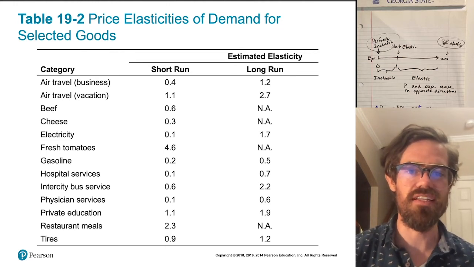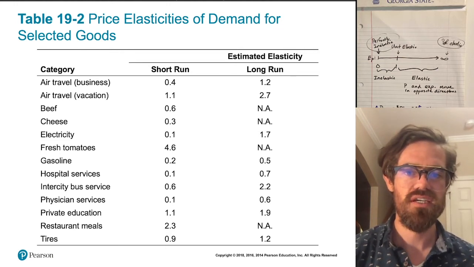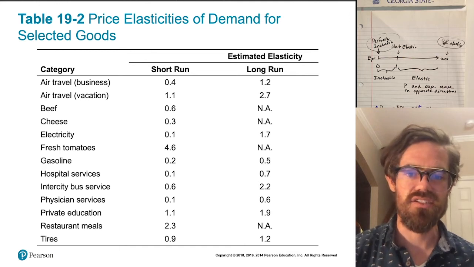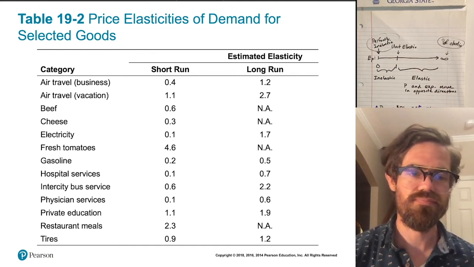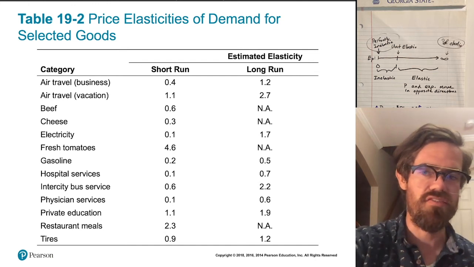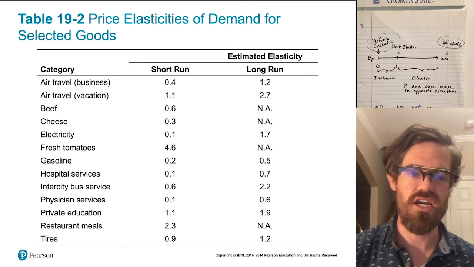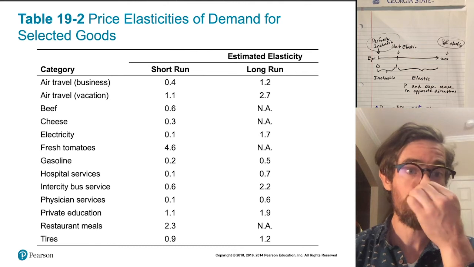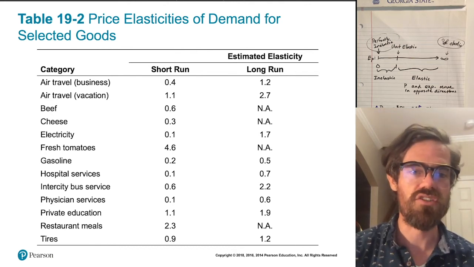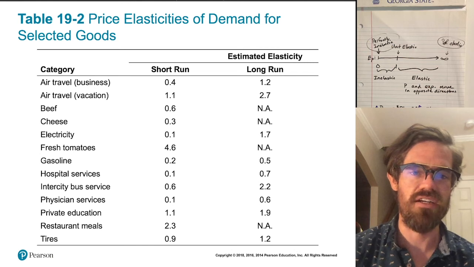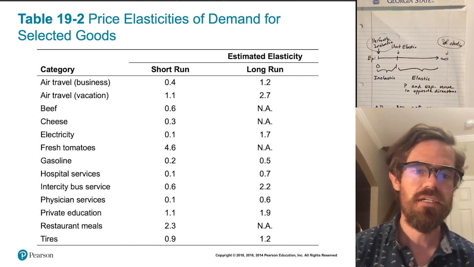So here's some different elasticities for different industries, looking at the short run versus the long run. As you will note, where they are available, the long run elasticities are larger than the short run elasticities. And then also think about these different categories in terms of what we already talked about with substitutes and shares of the budget, right? So air travel is a pretty large fraction of the budget for most people compared to things like beef and cheese. So it makes sense that air travel has a higher elasticity of demand than beef and cheese.